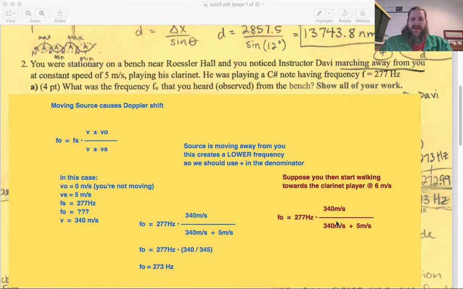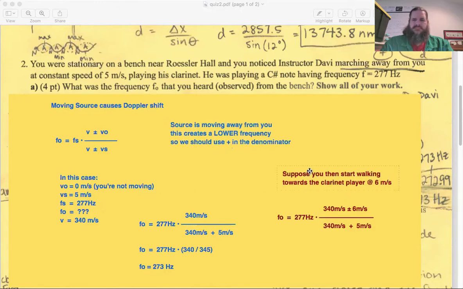But we'd also have a velocity of the observer, 6 meters per second. And for that, you're walking towards the clarinet player. Ignoring the clarinet player's own motion, if you're walking towards the source, would you expect to hear a higher or lower frequency? I guess you would hear higher.